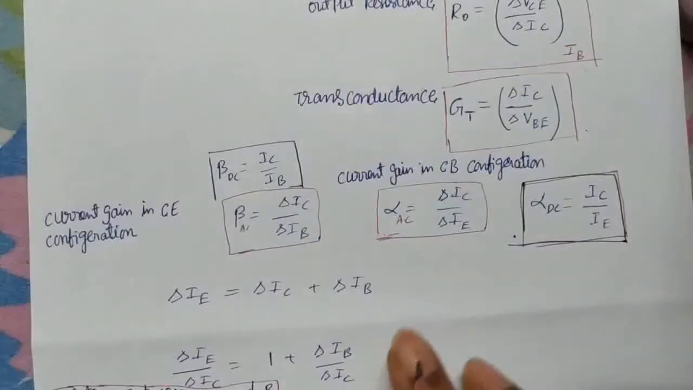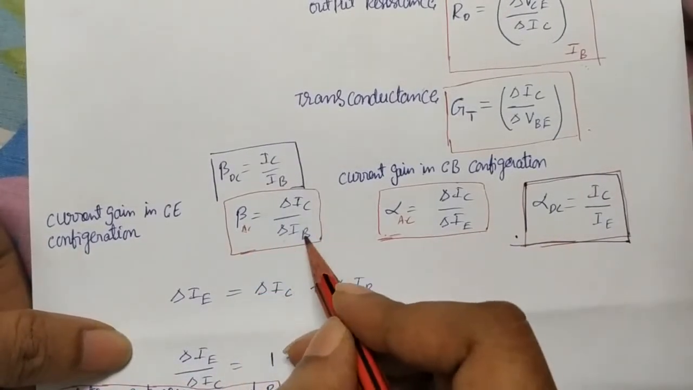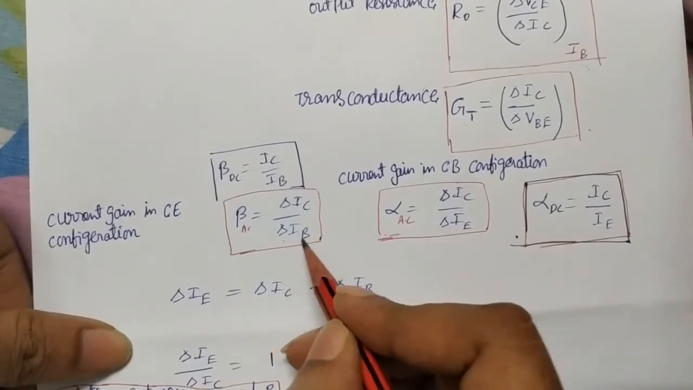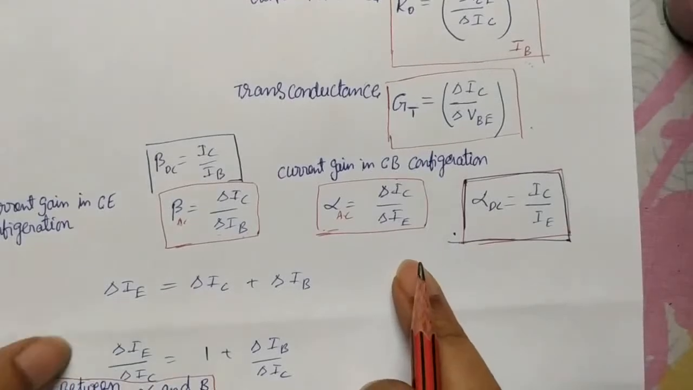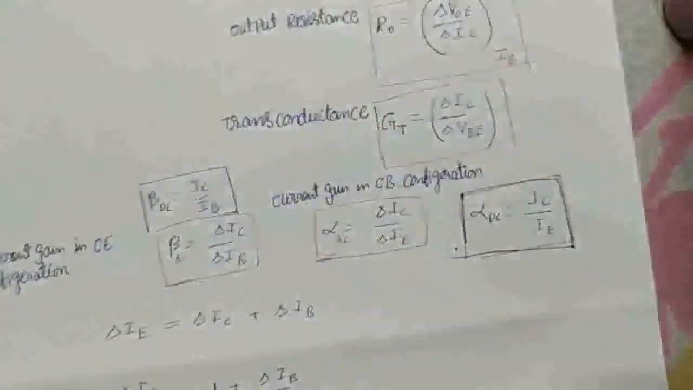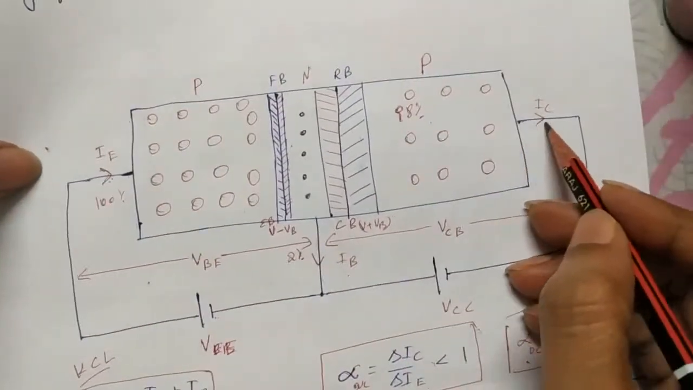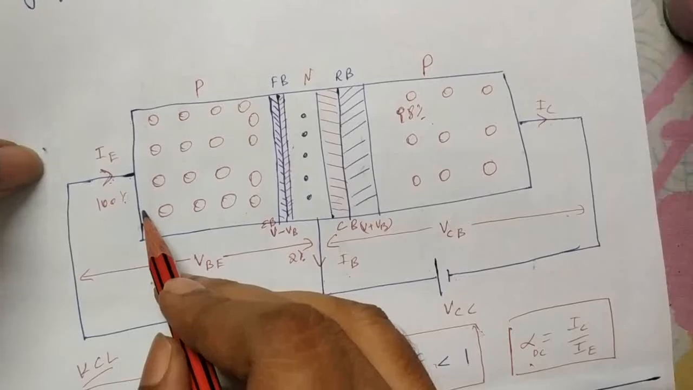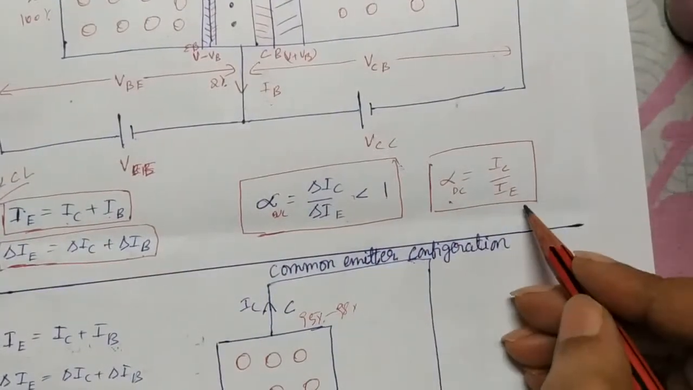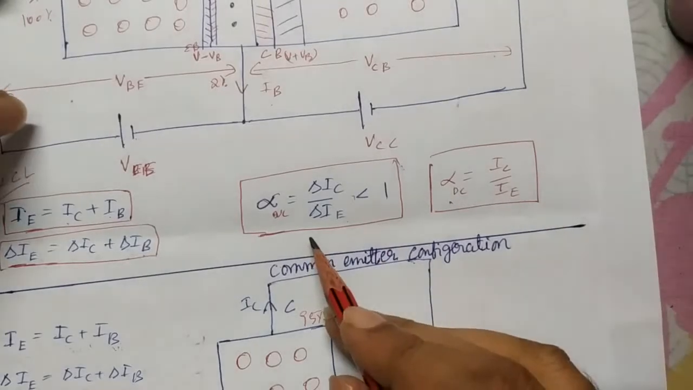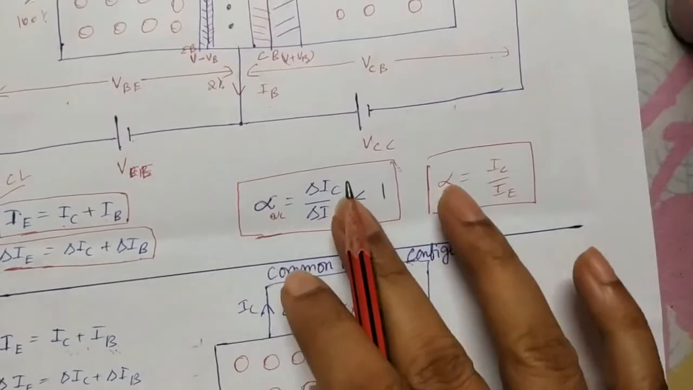In that case, what you can take? The current gain is equal to delta IC by delta IB, change in output current by change in input current. Similarly for common base configuration also, change in output current delta IC by delta IE we can take. Suppose if they want a DC amplification factor, just IC by IE. AC means continuously changing, that's why delta IC by delta IE we can take. That is about common base configuration.